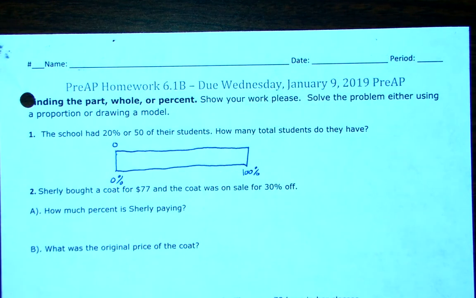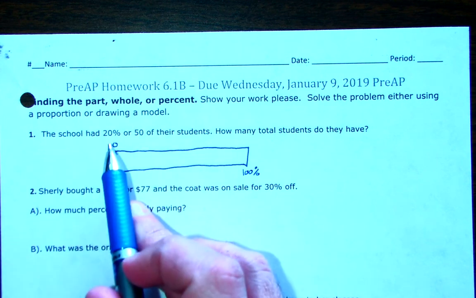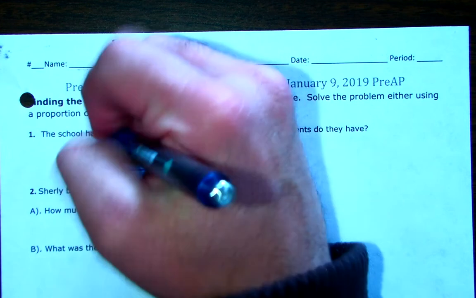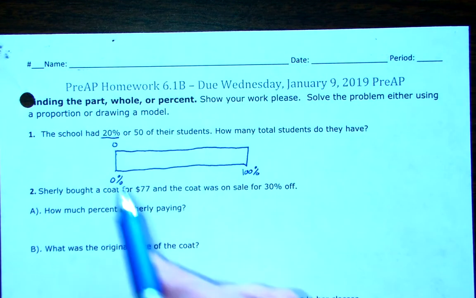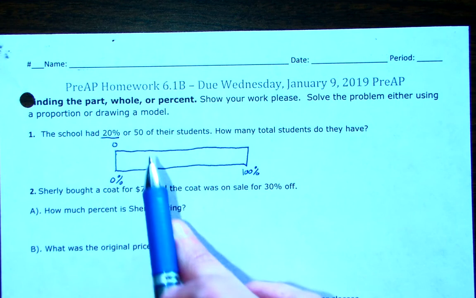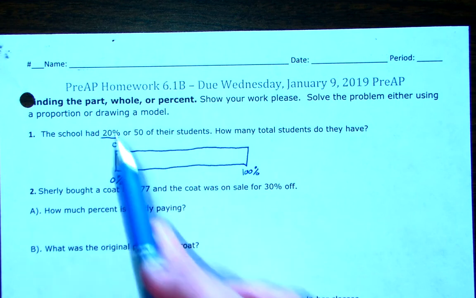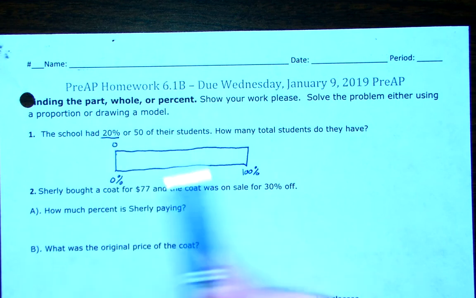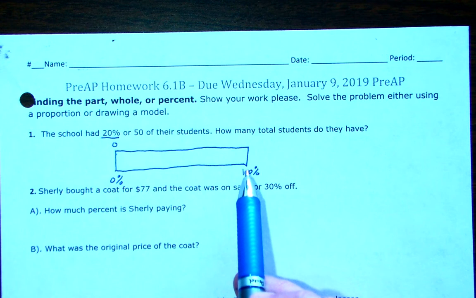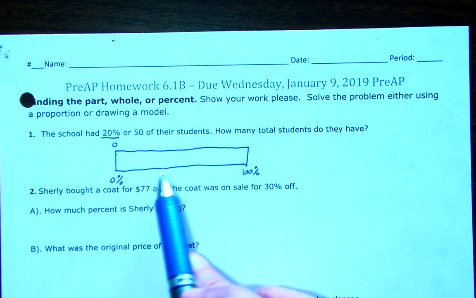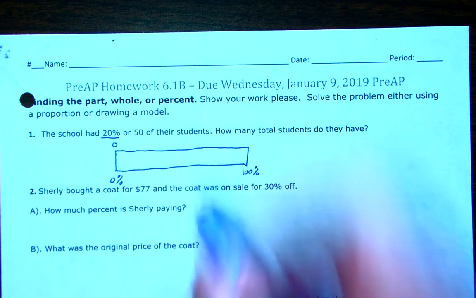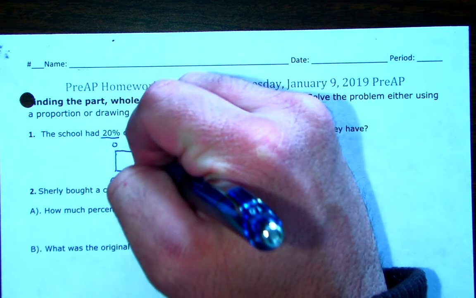The finish line down here would always be equal to 100%. Now we're going to fill in the rest of our percent bar with the information given. The school had 20%, so it gives us a percent. So I have to go down here to the percents. Is 20% closer to 0% or is it closer to 100%? Well, good, it's closer to 0%. So this is about where I'm going to mark 20% at.